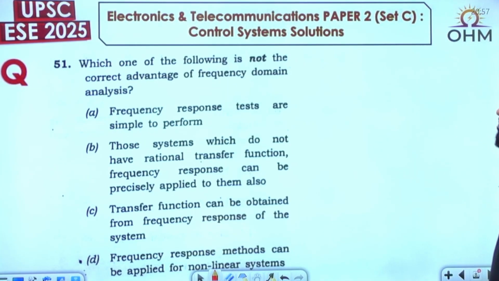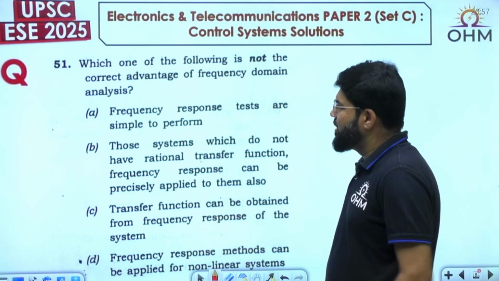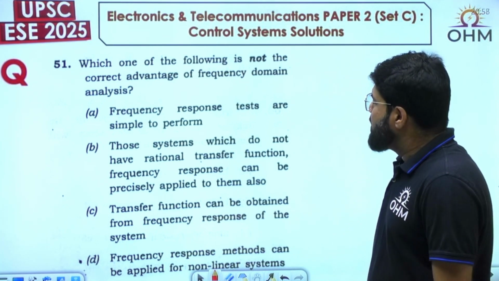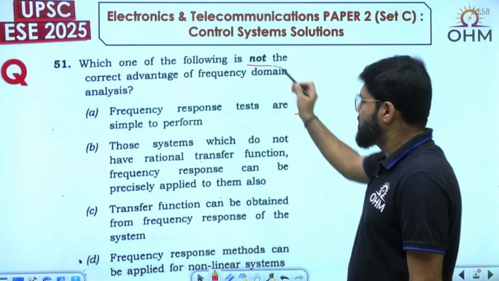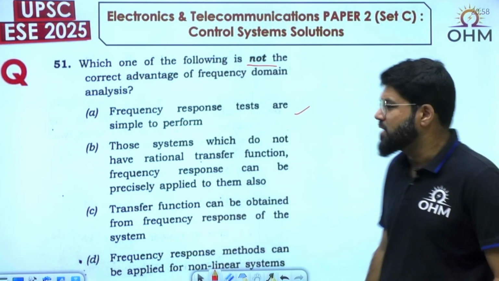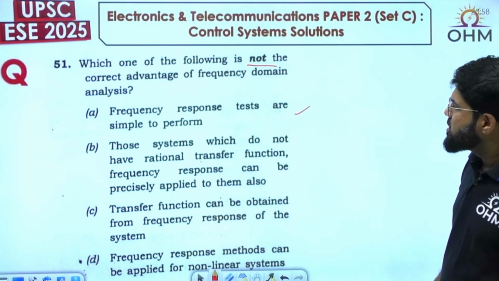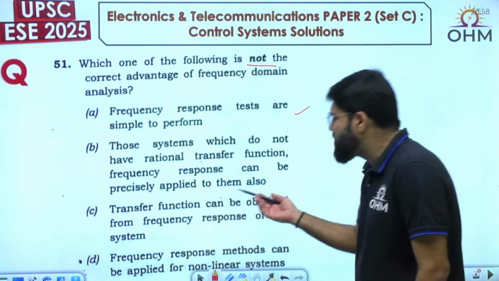Next question. Which of the following is not the correct advantage of frequency domain analysis? Let's read. Frequency response tests are simple to perform. Correct. We need to see which is not correct. Usually the frequency response tests, as compared to the time domain computations, are simpler and easier. Those systems which do not have a rational transfer function, the frequency response can precisely be applied to them also.